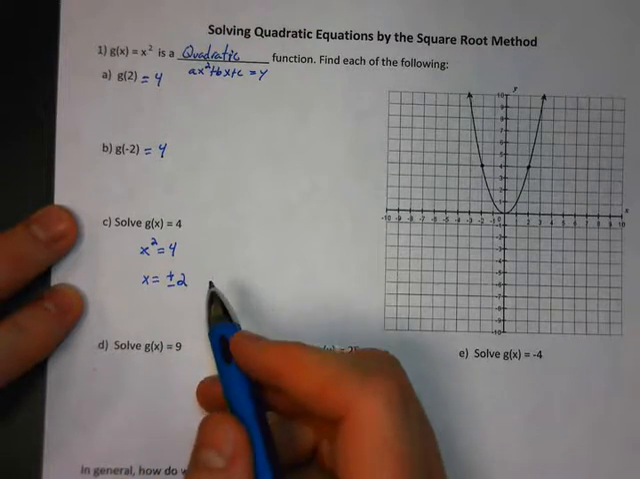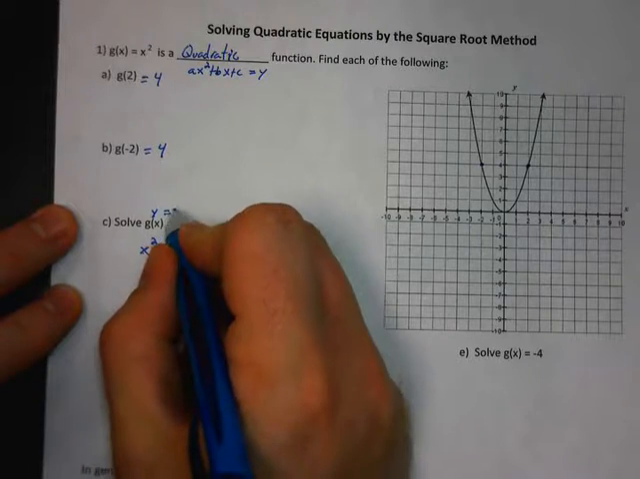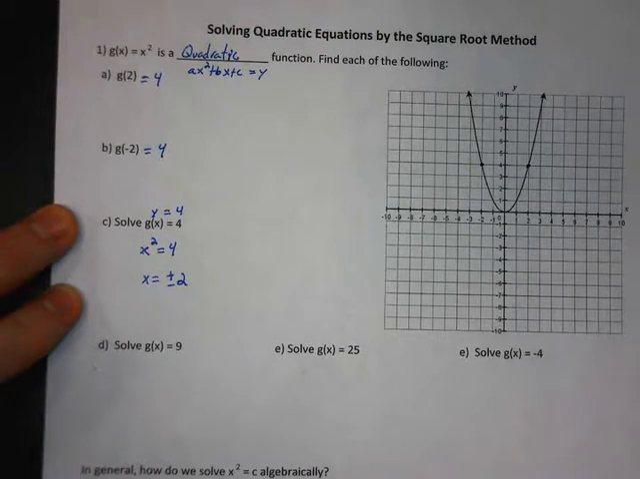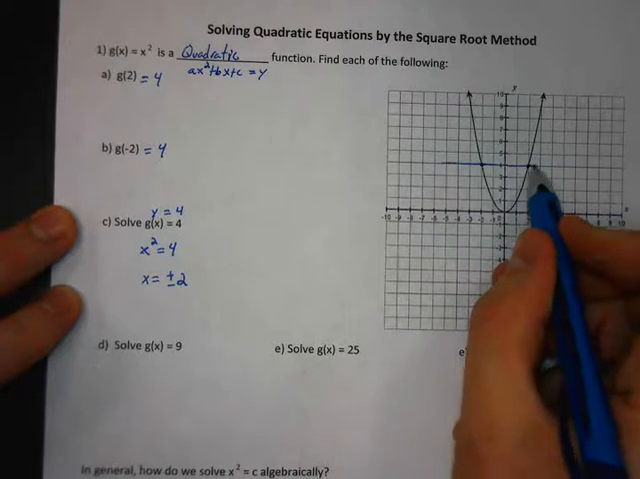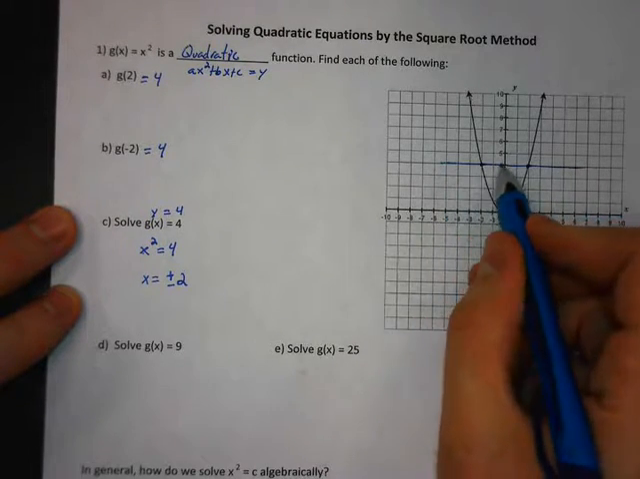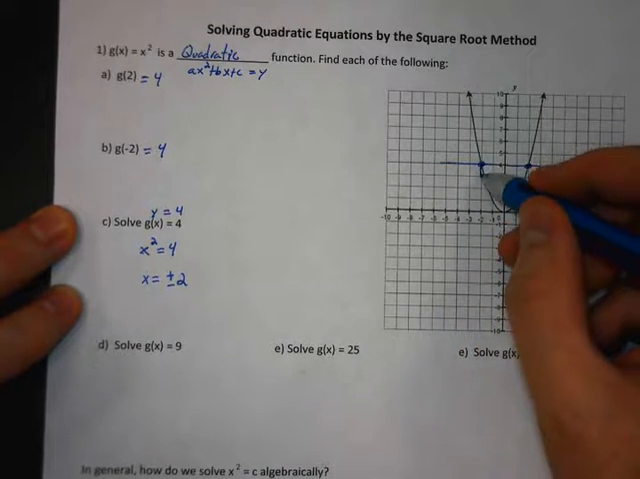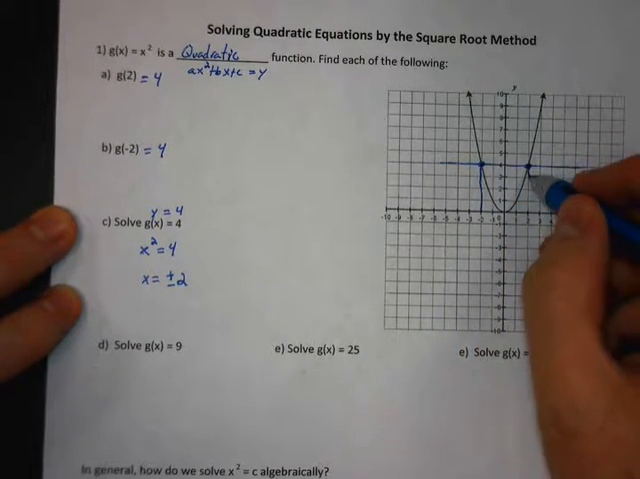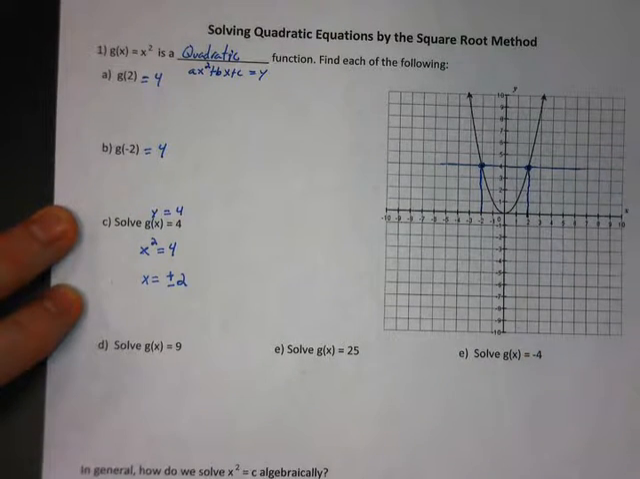Now graphically what we're looking at is, if g of x equals 4, remember that's a fancy way of saying y equals 4. So the y value is 4 right here. So where does y equals 4 happen? At this point and this point, which is when x is negative 2 or when x is positive 2. So graphically, that's where we can see our answers.